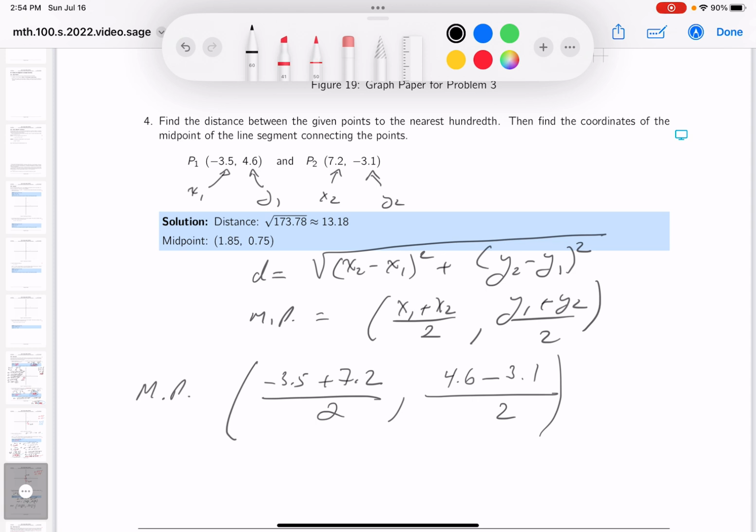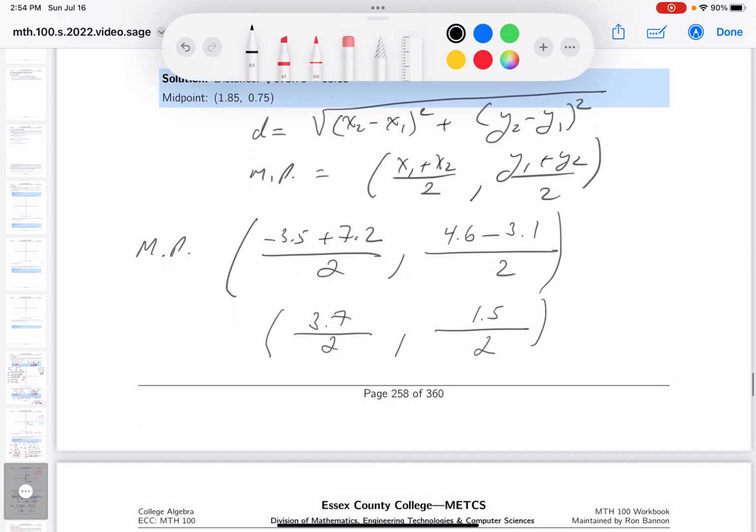But anyway, what do you get here? Let me write it down for you. And let's see, minus 3.5 plus 7.2, that's going to be 3.7 over 2. All right, let's do this one over here. And let's see, you get 1.5, all right? Now granted, that doesn't look right. I got to do the division now. And what do you get there? Well, 1.5 divided by 2 is 0.75.